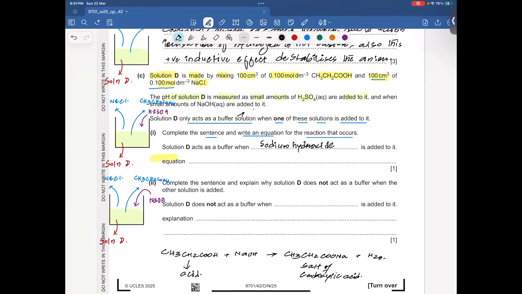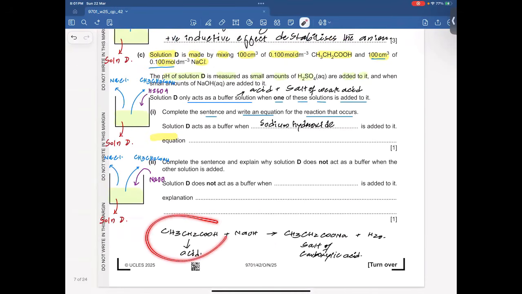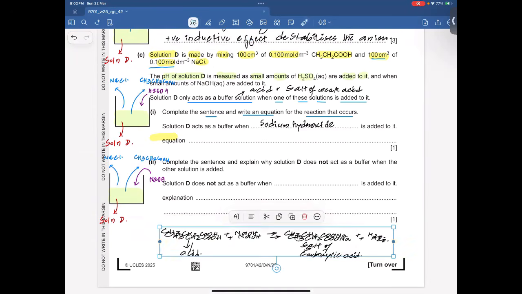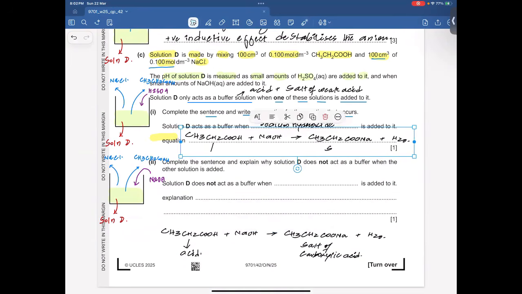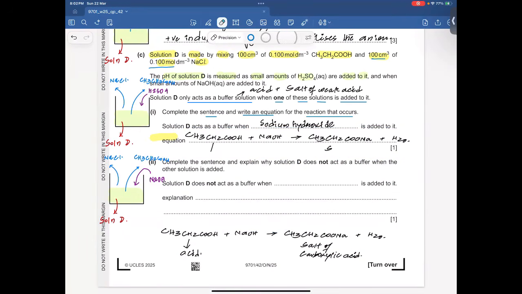For a buffer solution, you need acid plus salt of weak acid. That is the basic requirement of a buffer solution. So technically, we have weak acid and salt of weak acid. Both of them exist in the beaker, so it acts as a buffer solution. So let me write down this equation here.